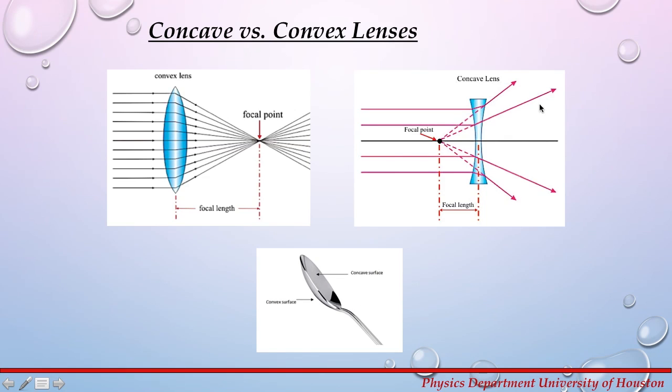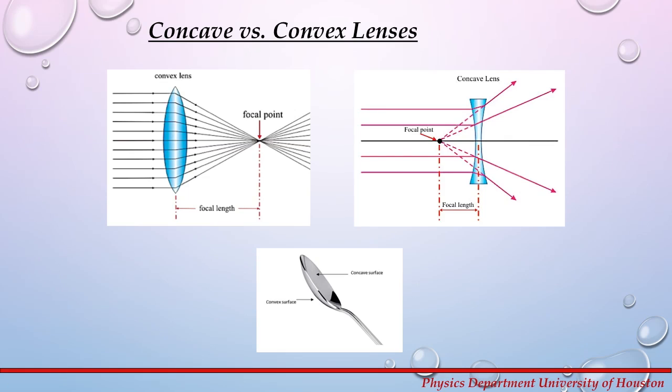You're seeing these concave and convex surfaces every day. For example, when you use a spoon, this side of the spoon is an example of a concave surface, and the outside surface of the spoon is a perfect example of a convex surface.